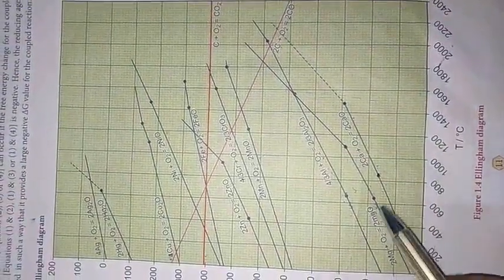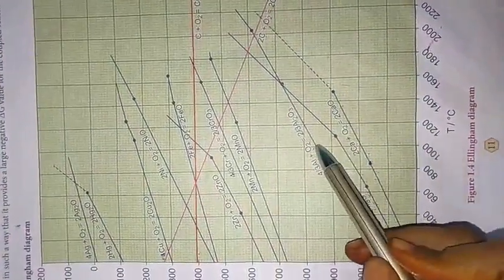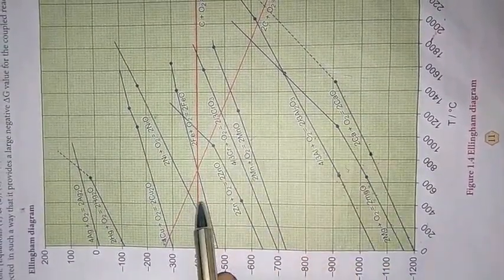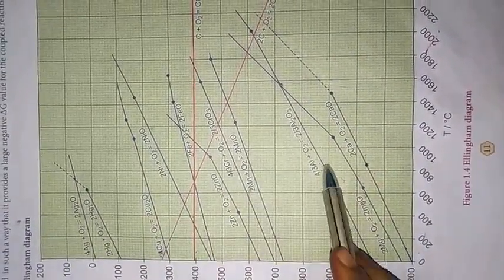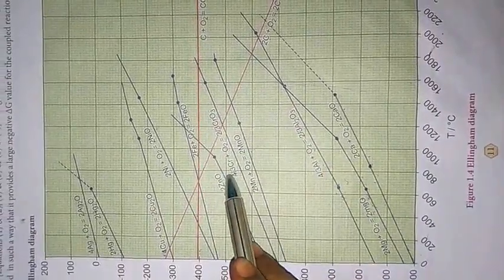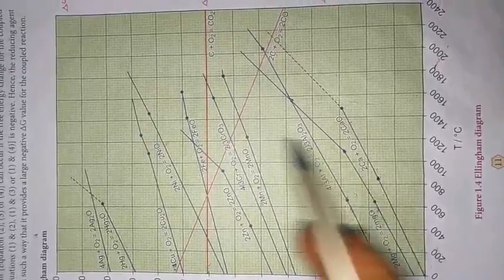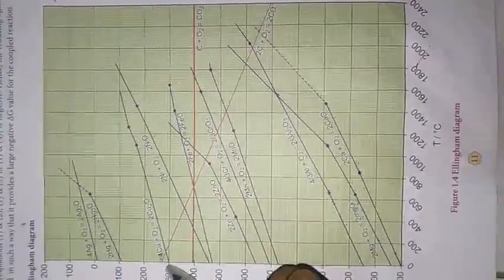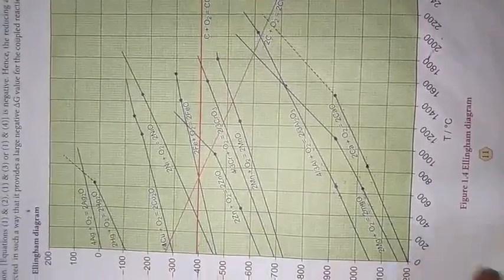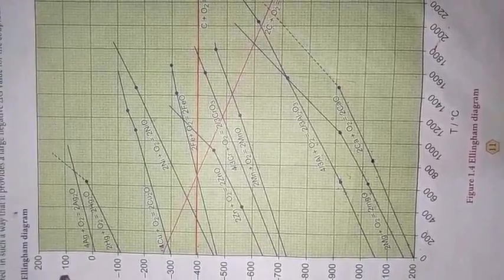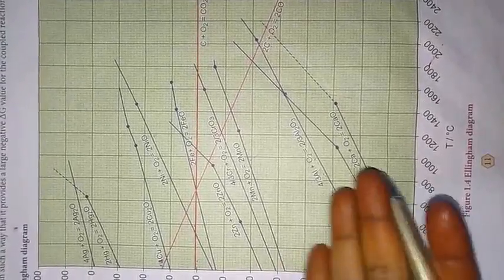And now tell me one thing. Consider aluminium oxide and chromium oxide. Which one reduces which one? Aluminium oxide has a more negative value than the chromium oxide. So aluminium can reduce the chromium oxide. And listen, these are the graphs which are easily explained by the Ellingham diagram, by reducing one metal by another one.